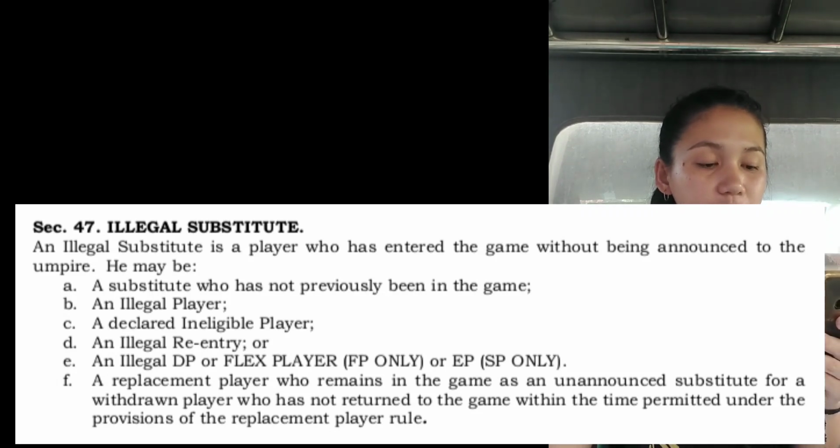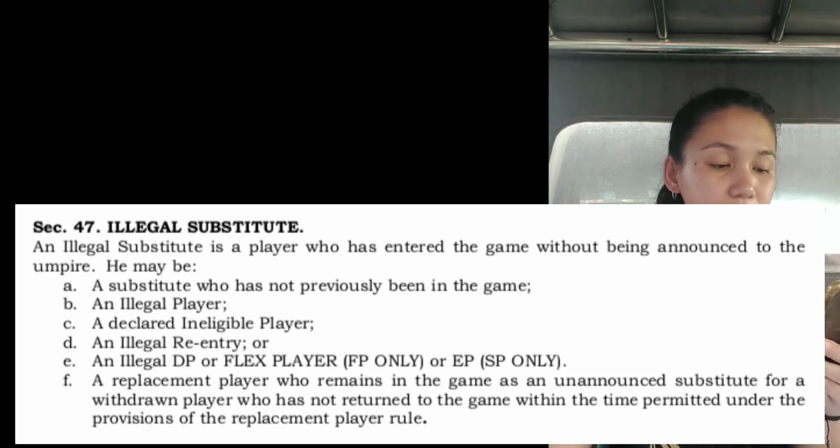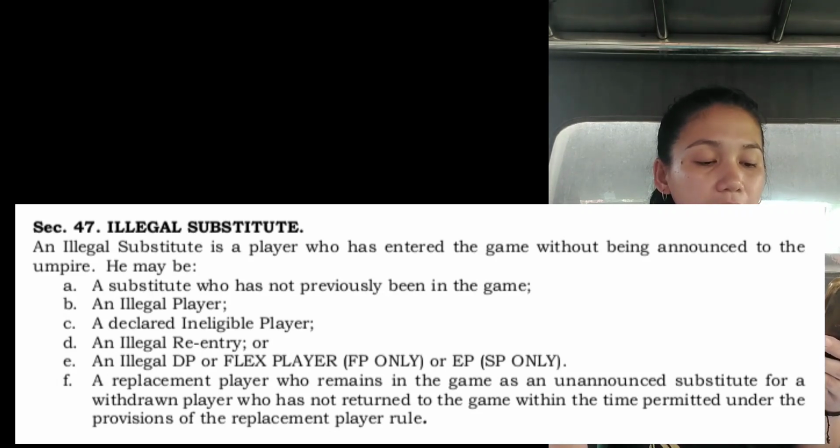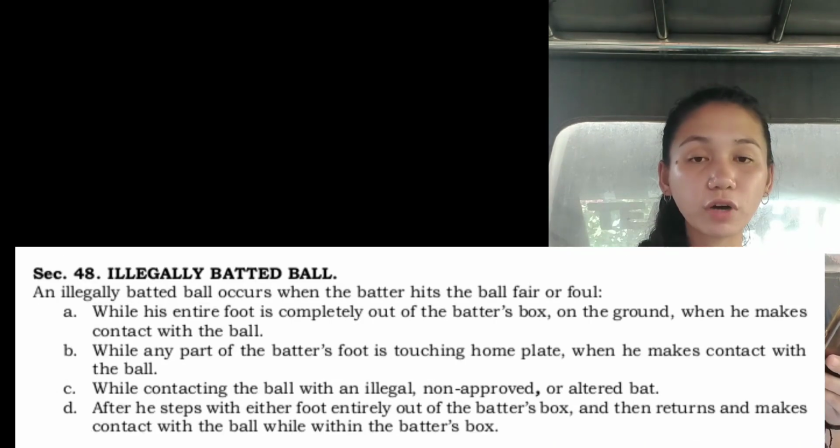He may be a substitute who has not previously been in the game, or being an illegal player. C. A declared ineligible player. D. An illegal re-entry or an illegal DP or flex player. So that is section 47, illegal substitute. So let's move on to section 48, illegal batted ball.